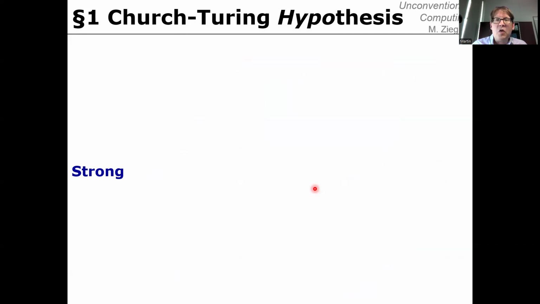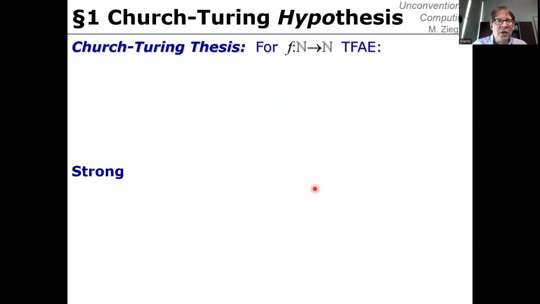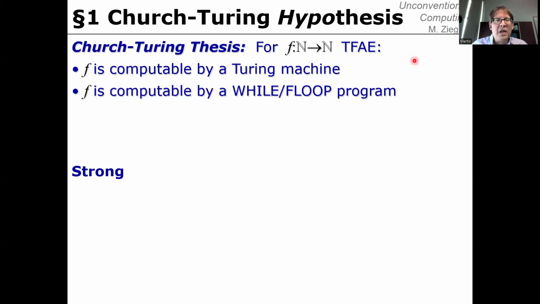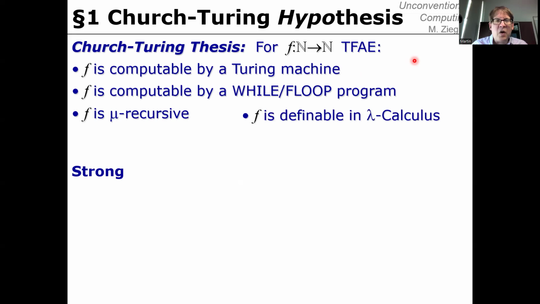So there's a so-called Church-Turing thesis. This is not what I mean here. What is the Church-Turing thesis? The Church-Turing thesis is a theorem. It says that for a function from natural numbers to natural numbers, the following are equivalent. A function of natural numbers can be computed by a Turing machine if and only if it can be computed by a while program or fluke program, if and only if it is mu recursive, if and only if it is definable in lambda calculus.